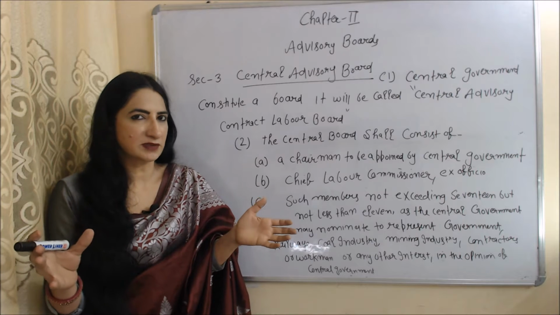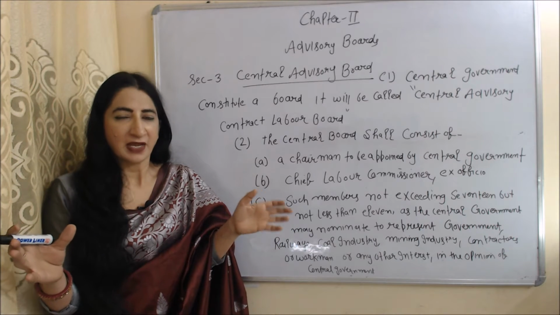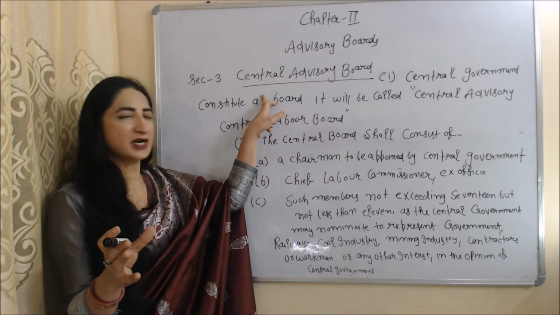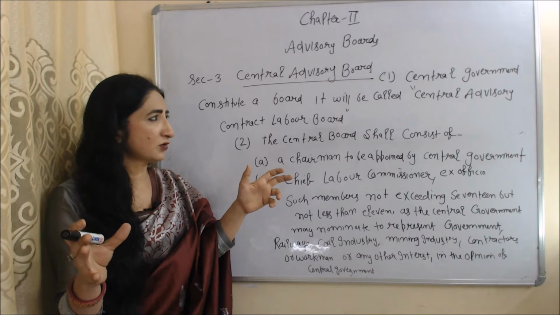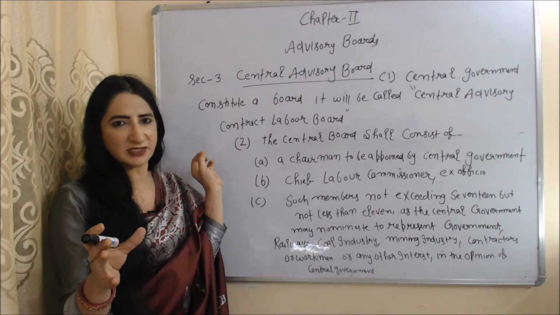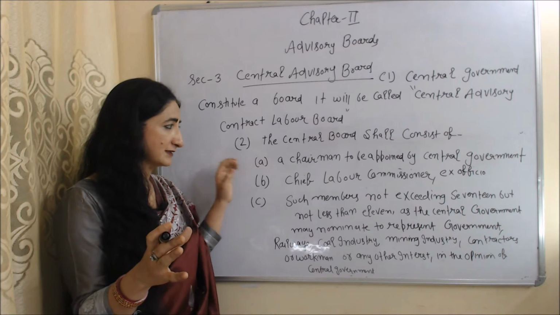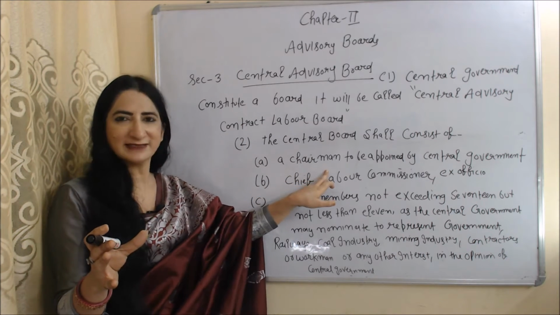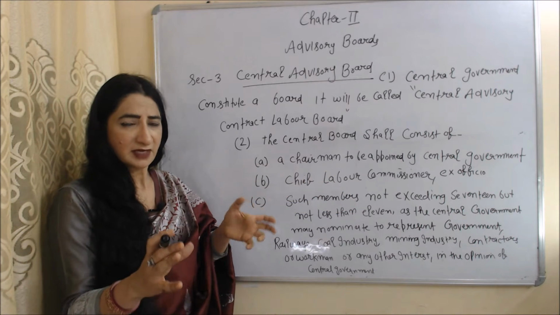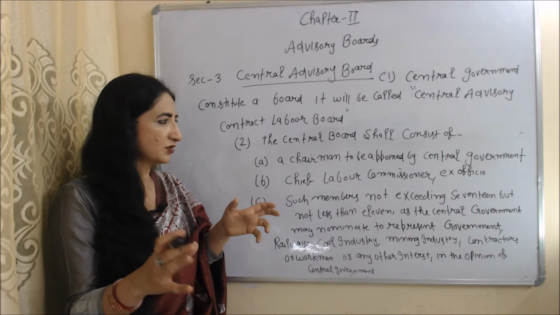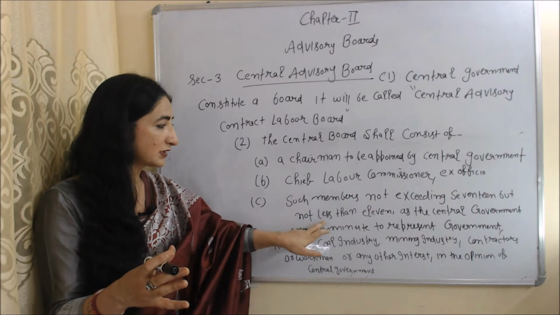Now we are going to talk about chapter 2. Chapter 2 talks about the advisory board. And section 3 talks about the Central Advisory Board. The central government constitutes a board. It will be called the Central Advisory Contract Labor Board. This board consists of a chairman appointed by the central government, the chief labor commissioner and some members. But the number of these members cannot be more than 17 but not less than 11.